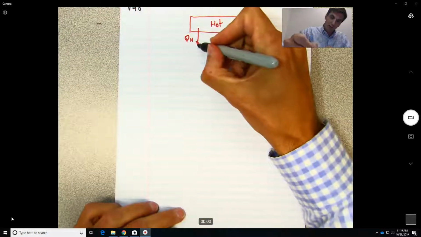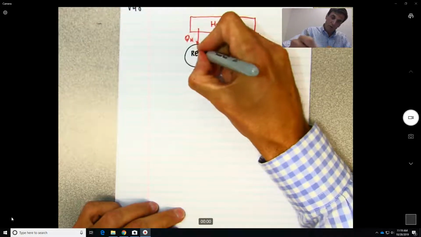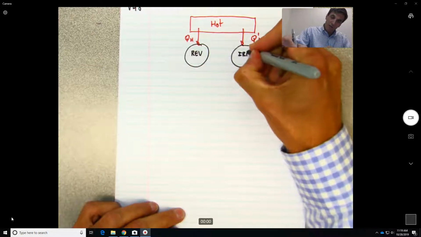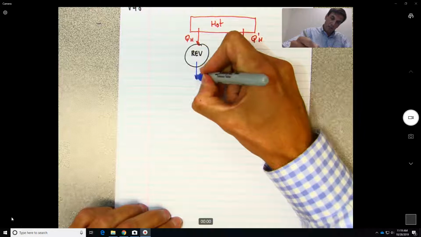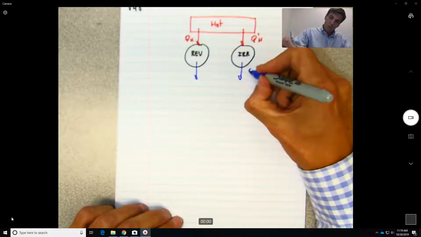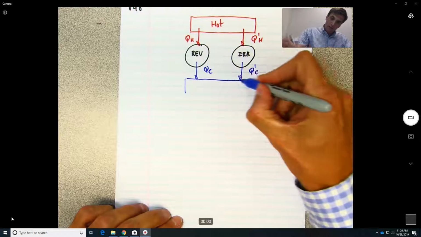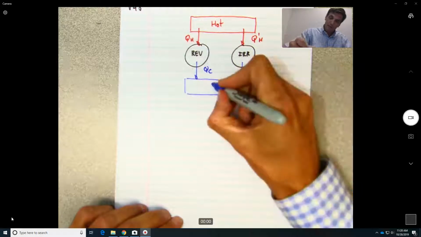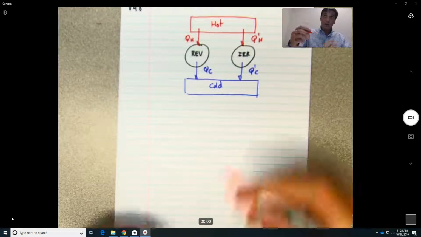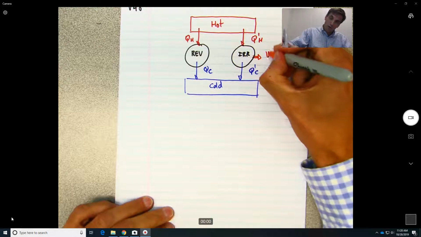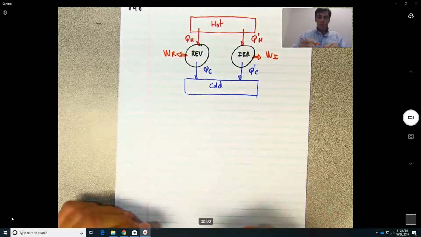This will be connected here to a, let's say, reversible power cycle. This will be an irreversible power cycle, and this is connected now to a cold reservoir. So we'll have here this will be our cold reservoir, and we know that each one creates work. This will be irreversible, and this will be reversible.